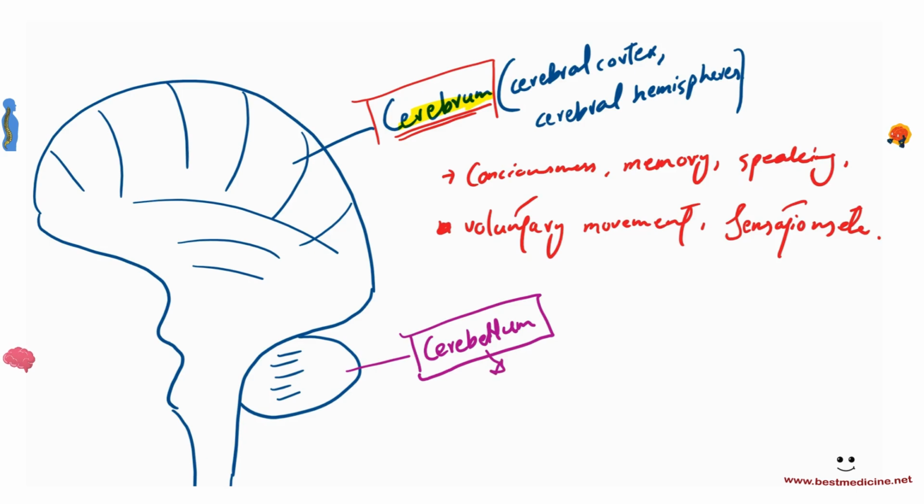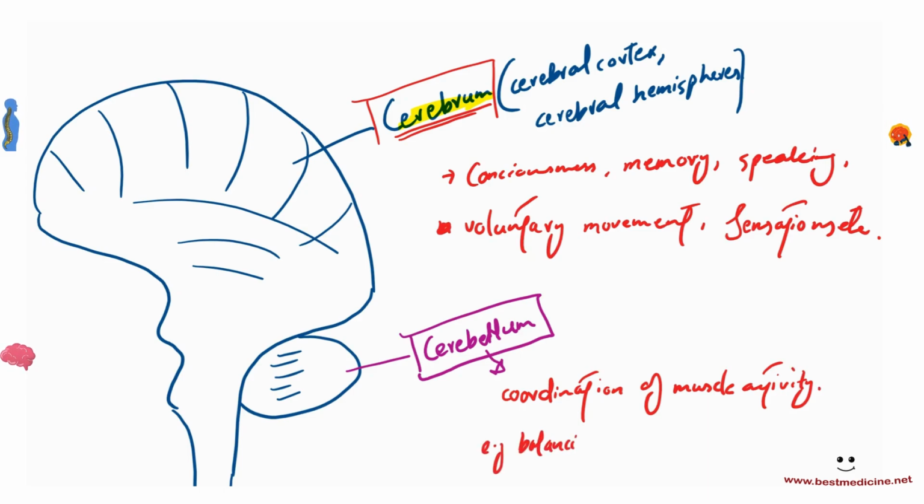The cerebellum is involved in coordinating muscle activities. Okay, coordinating, not planning them, but coordinating muscle activities so that we're able to maintain balance or learn to walk, etc. Coordination of muscle activities. For example, balancing, riding a skateboard, right?